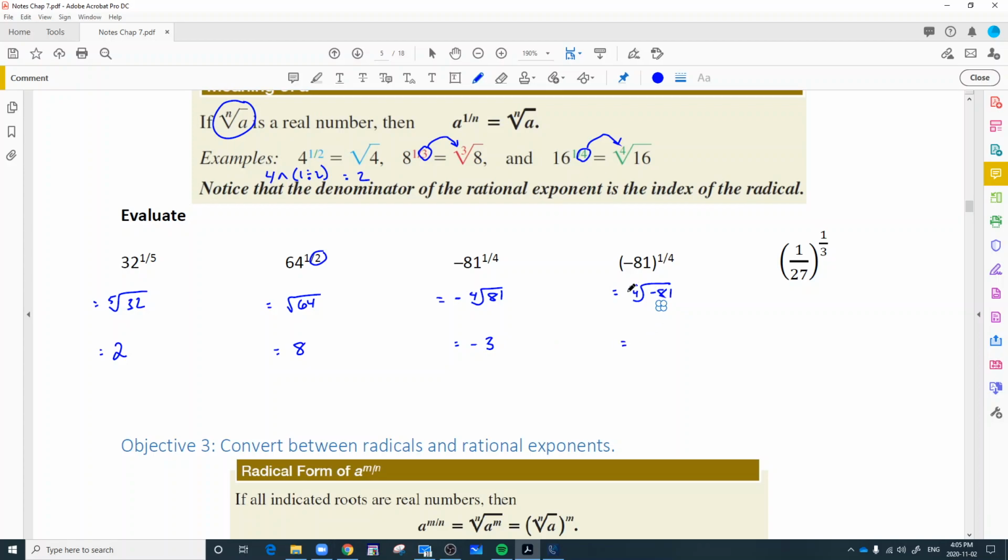Whereas this one, because this is an even index, you cannot take an even root of a negative number. So this one would be undefined, no solution, whatever you like writing. For this one, this is the 3rd root of 1 over 27, so you could write that as the 3rd root of 1 over 27, or you can think of it as taking the 3rd root of 1 divided by the 3rd root of 27, which is a third.